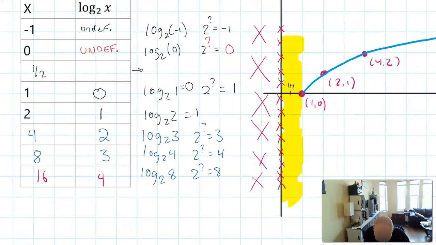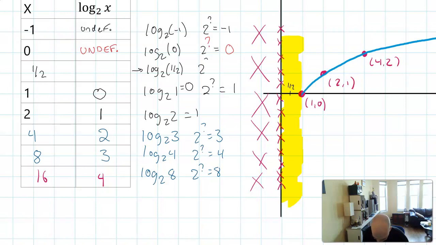So if we want to compute log base 2 of 1/2, that's saying 2 to the what equals 1/2. Well, since 1/2 is 2 to the negative 1, then log base 2 of 1/2 is -1. So we do get a value there, and in fact we get the point (1/2, -1).